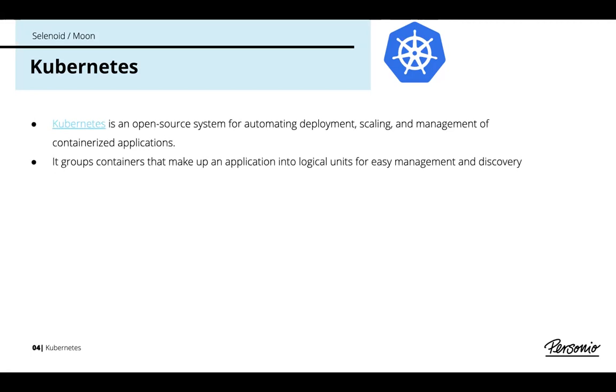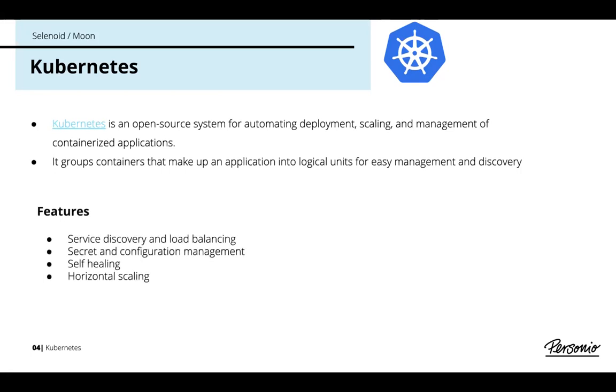Okay, it also groups containers that make an application into logic units that is very easy for management and discovery. And these are some of the main features which are supported by Kubernetes: service discovery and load balancing. When you deploy something into Kubernetes, it will allocate specific IP addresses to the pods, and it will also create a service to communicate with the pods, and it will dedicate a DNS name or DNS address to the service, and you can access the pod by using the DNS name. And it will automatically do the load balancing across different pods of that service.